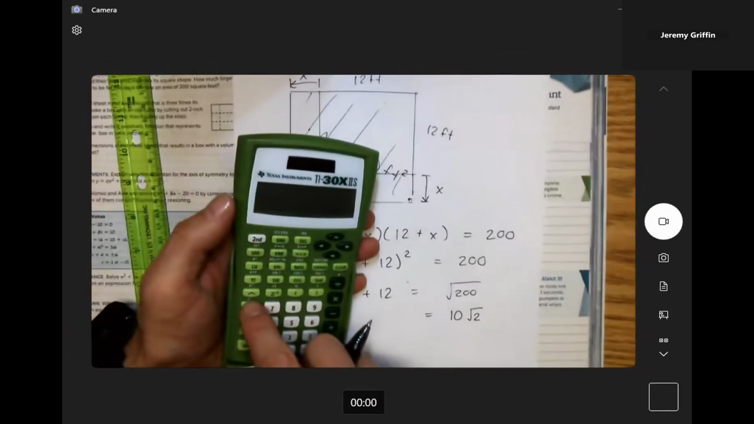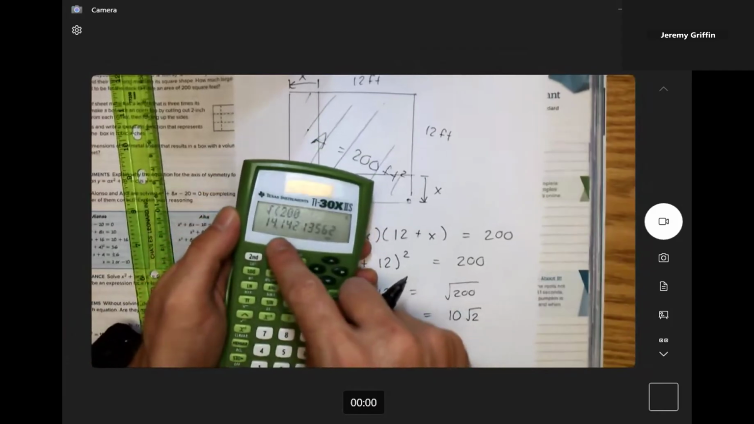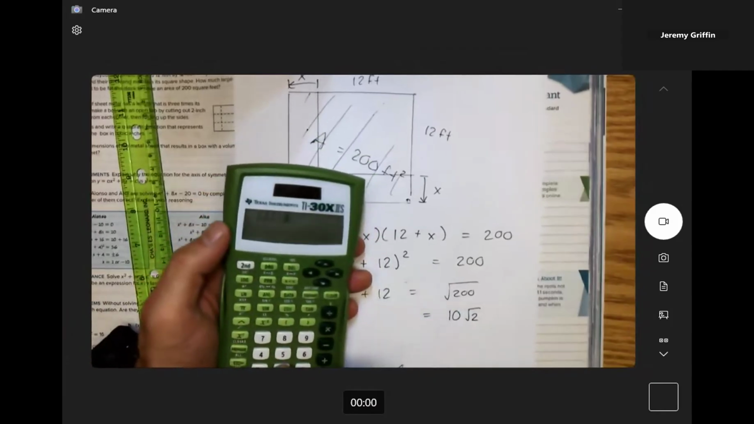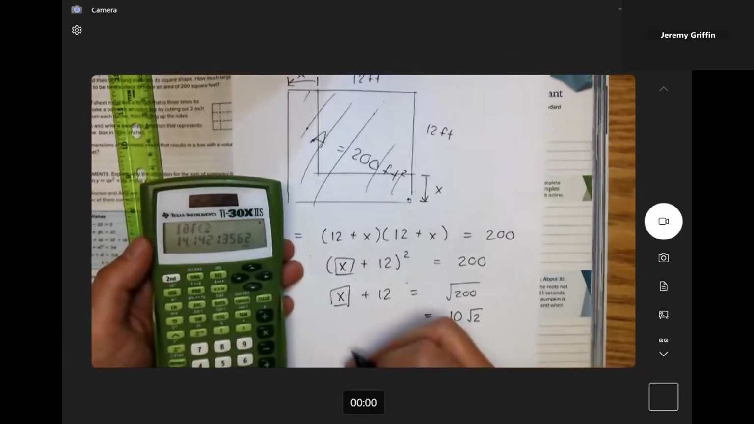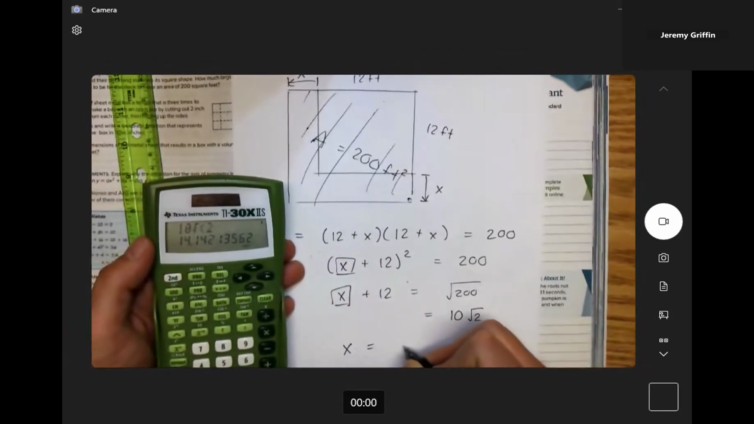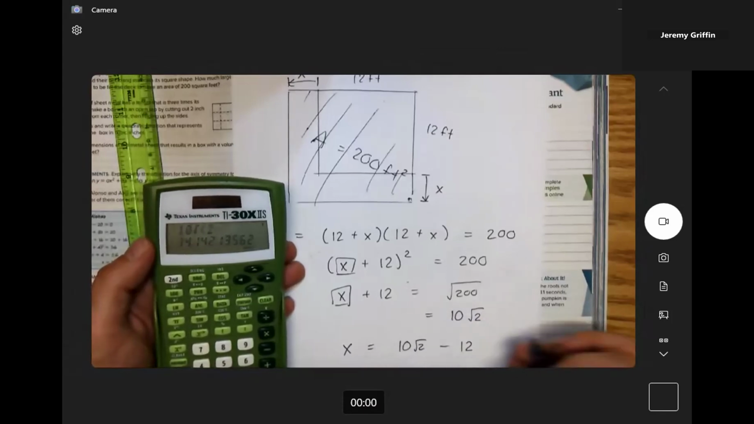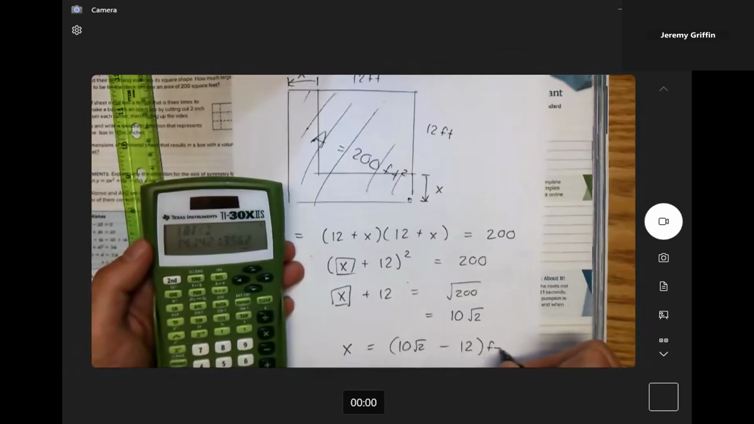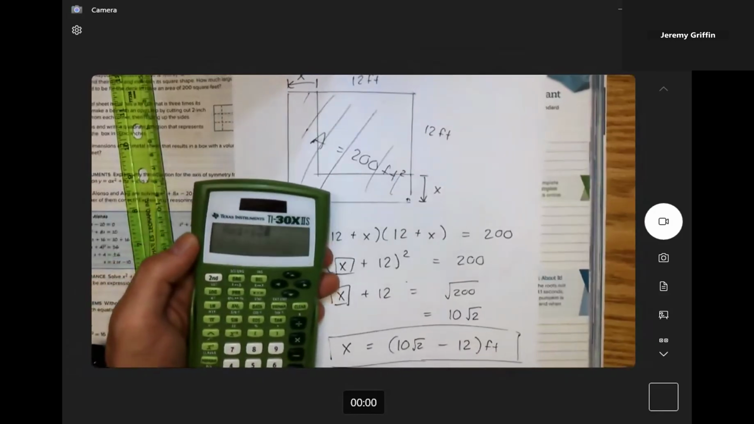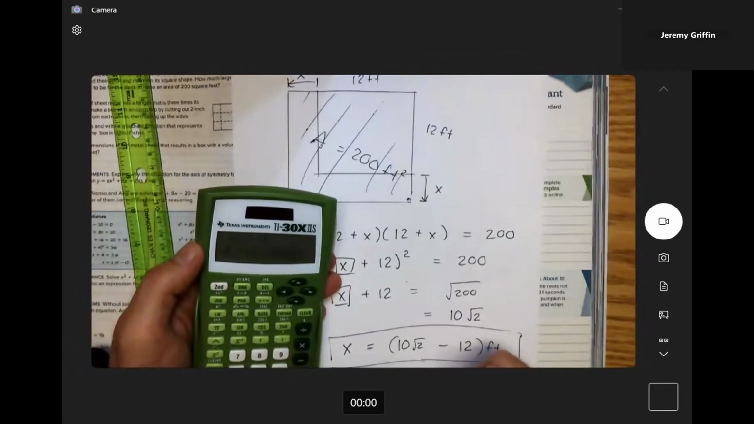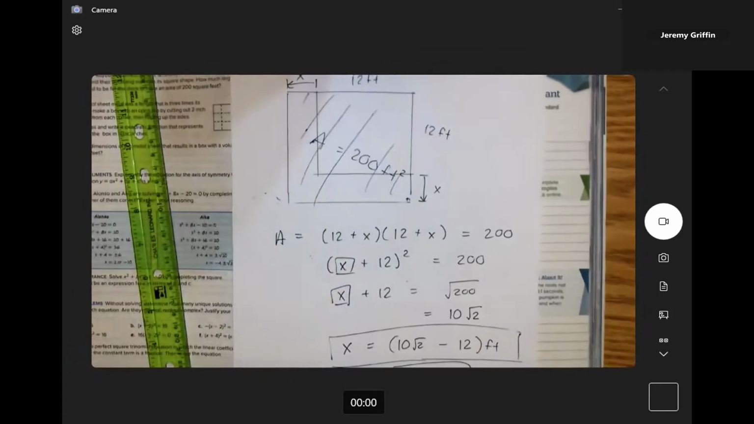Here, I can show you guys. Square root of 200 is 14.14. Or if you like 10 root 2, it's the same thing. It's 14.14, so I can subtract 12 and still have a positive number. So x equals 10 root 2 minus 12. This would all be in terms of feet. That would be like an exact answer. Or I'll say approximately 14.14 minus 12, 2.14 feet. That's maybe more practical.